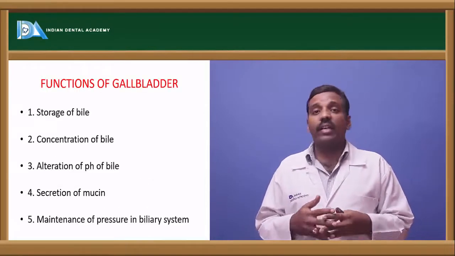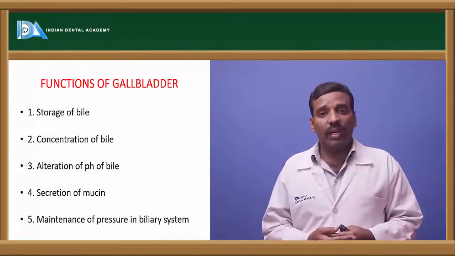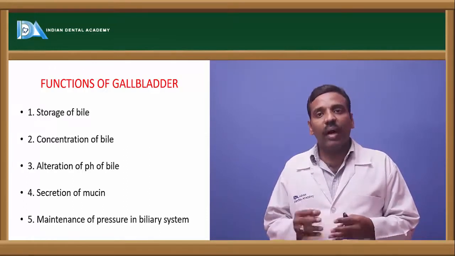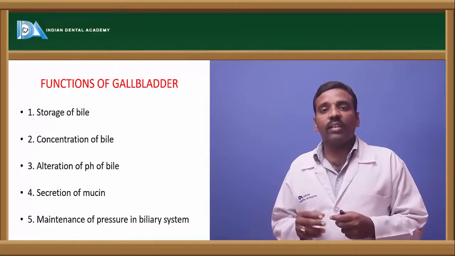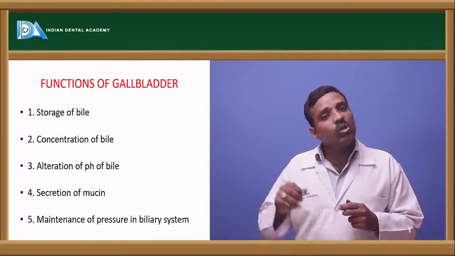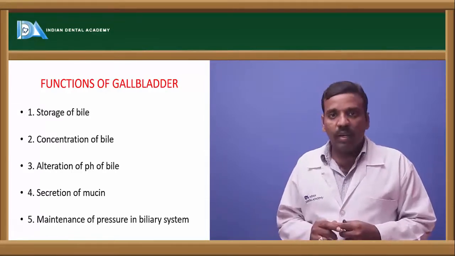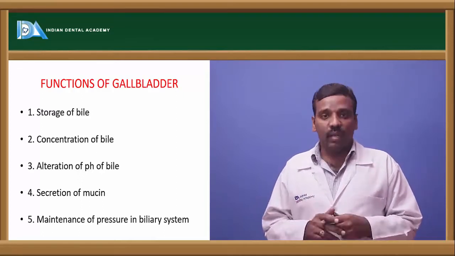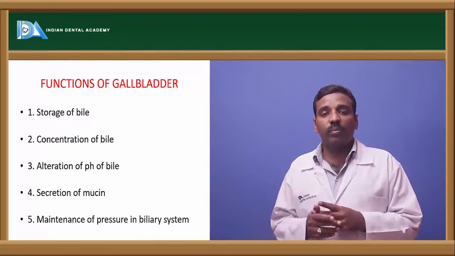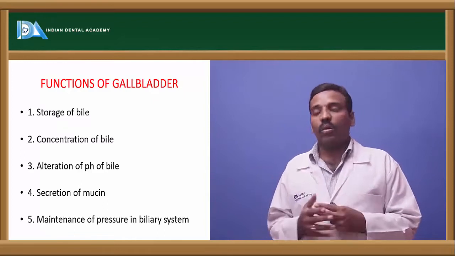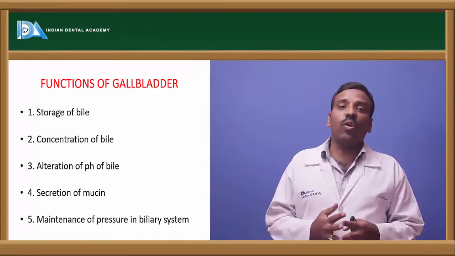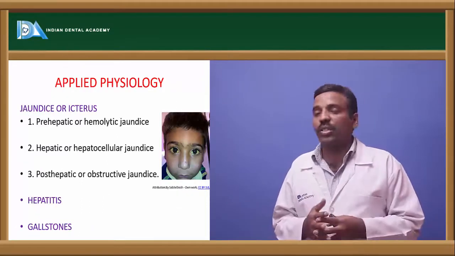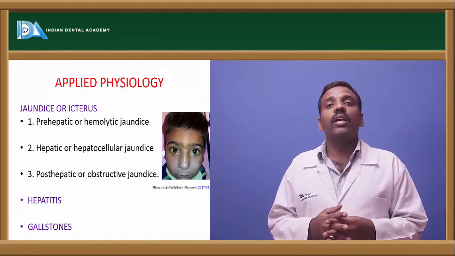Okay, and next, the functions of the gallbladder. Storage of the bile, and the concentration of the bile is increased in this, in the sense that concentrated bile is stored in the gallbladder. Next is alteration of the pH of the bile, which is one of the important functions of the gallbladder. Next, secretion of the mucin, and maintenance of the pressure in the biliary system. All these are the functions of the gallbladder.